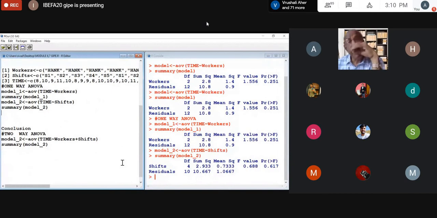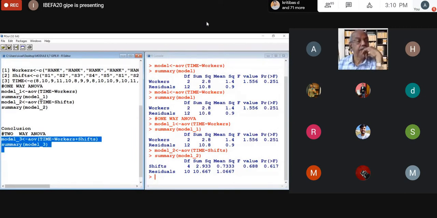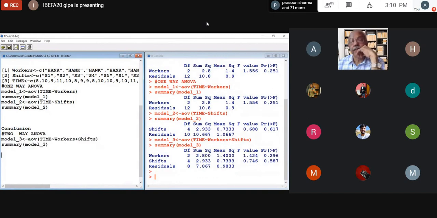But if we consider at a time, then the syntax will be model 3: time with workers and shift. That's all. P value will change, but conclusion almost the same.